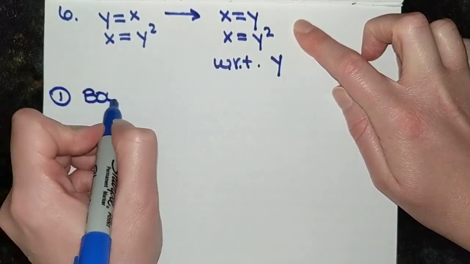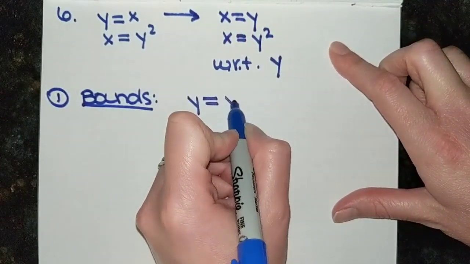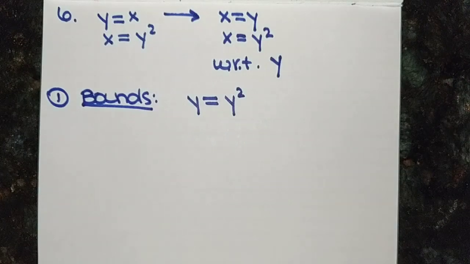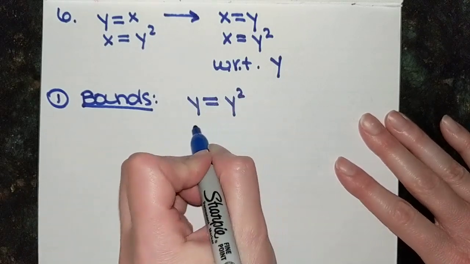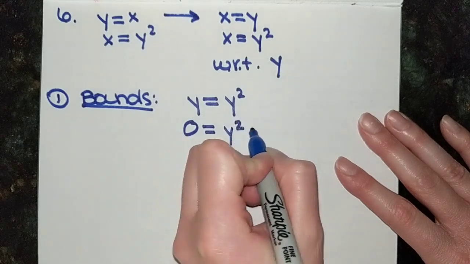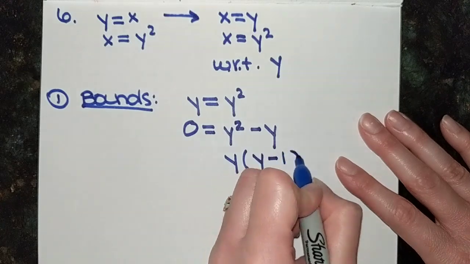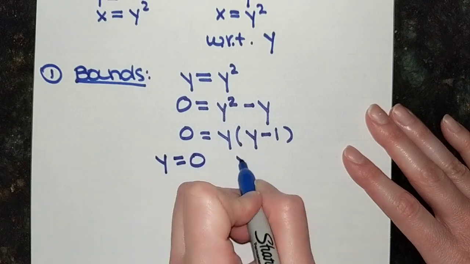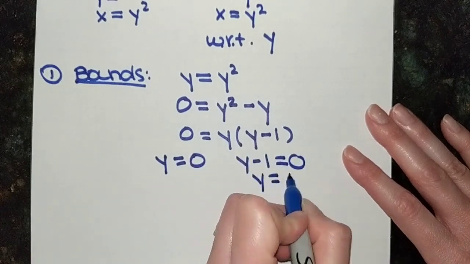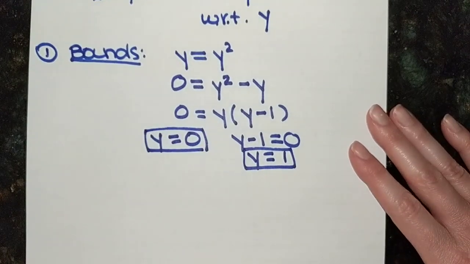So the first thing you're going to do is set the two functions equal, with x equal to x. So we have y is equal to y squared. To solve that equation, you notice it's quadratic, but you can't just take the square root of both sides. You have to move over the y. So you get 0 is equal to y squared minus y. Factoring that, you get y times y minus 1 is equal to 0. So this gives you y is equal to 0, and then y minus 1 is equal to 0. So you get y is equal to 0 and y is equal to 1 as your bounds.